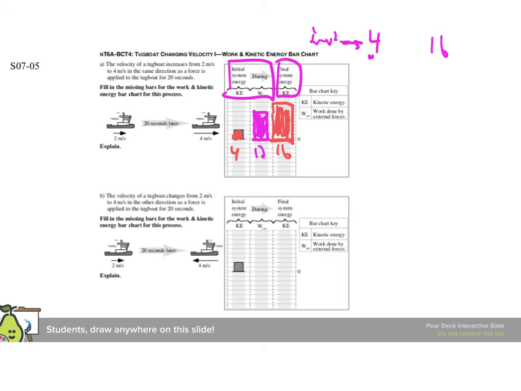All right, and then the velocity of tugboat changes from 2 meters per second to 4 meters per second in the other direction as the force is applied to the tugboat for 20 seconds. Fill in the missing bars. Notice the setup is the same. Also, just keep in mind that we still have 4 units becoming 16 units of energy. In other words, it doesn't matter, right? Direction doesn't matter. And so this is going to look just like the one above.